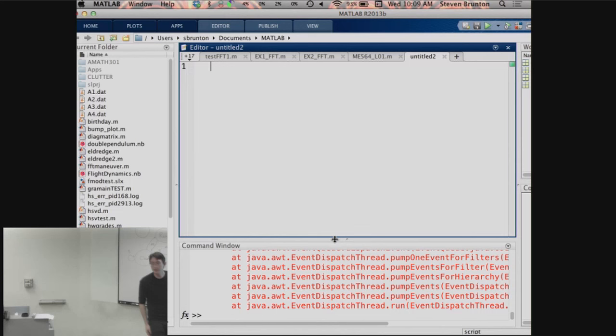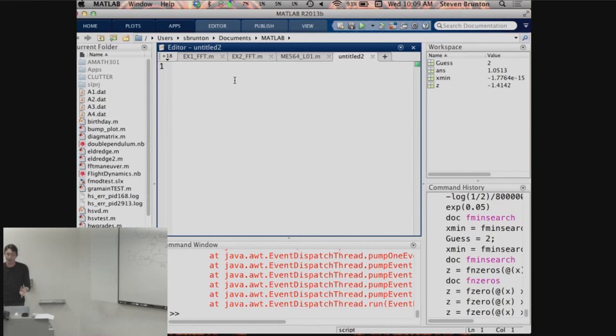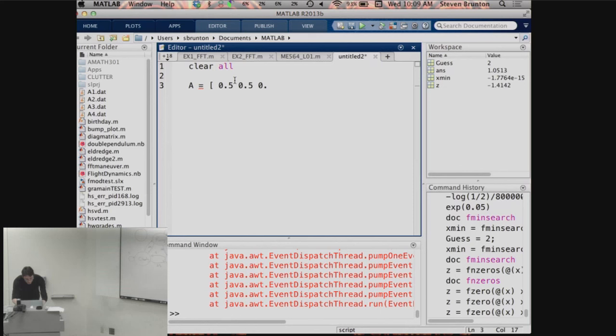Okay, so we're going to make a quick script to analyze this system. We're going to clear all. We're going to create our big matrix A that gives us our transition probabilities. So A was 0.5, 0.5, 0.25, that's one row. Then 0.25, 0, 0.25, that's another row. And then 0.25, 0.5, 0.5, that's the final row. So this, remember, gives me the probability of the weather tomorrow, given the weather today.